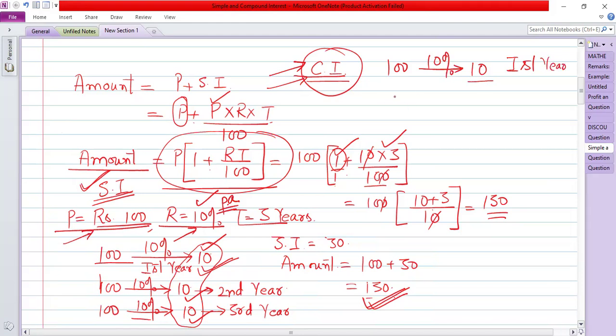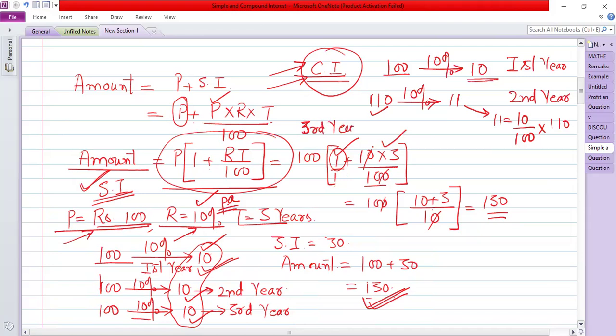Now, in the second year, our initial amount will be 110, because 100 plus 10 is 110, and on this 110 rupees, 10% interest will give us rupees 11. One can very well see that this 11 is nothing but 10% of 110.